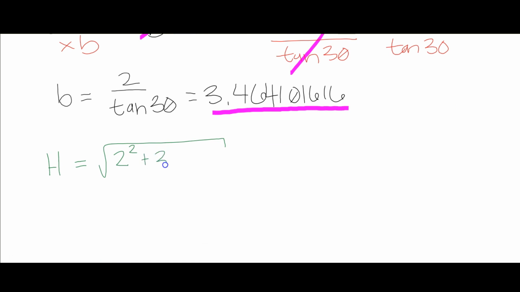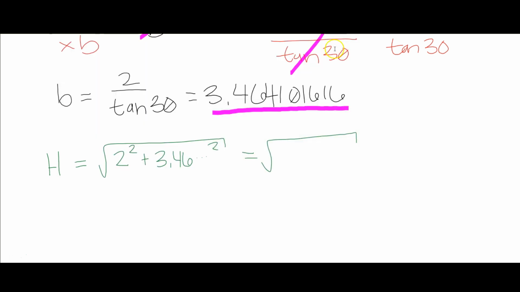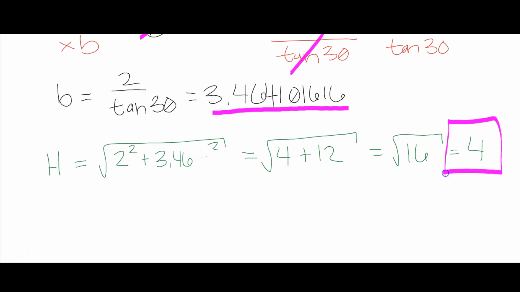So 3.46... squared. Let's see what this equals. I still have my answer in my calculator, so with it still there, I can square this one. That equals about 12. I'm going to say that's pretty close to 12. I'm going to bet that's 12. So here we have 4 plus 12 equals the square root of 16. Oh, this looks familiar. The hypotenuse equals 4. And there we go.